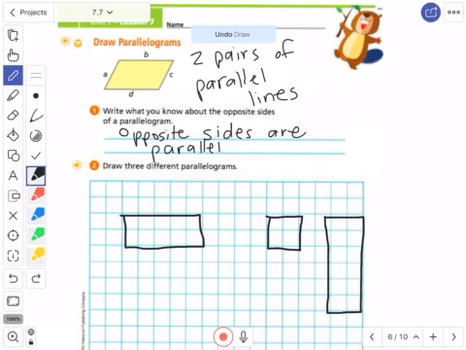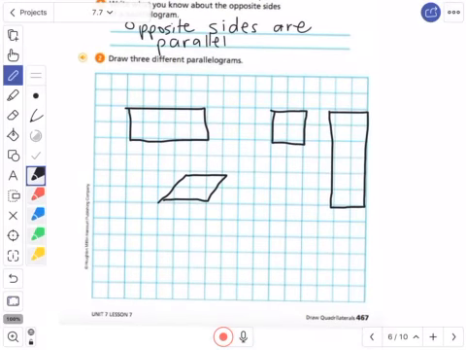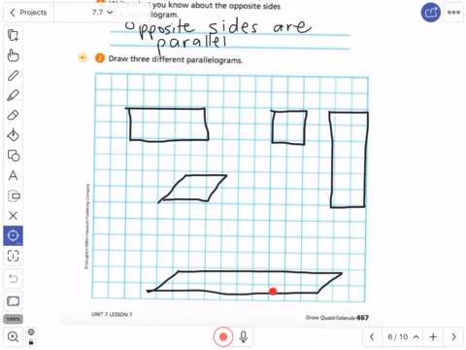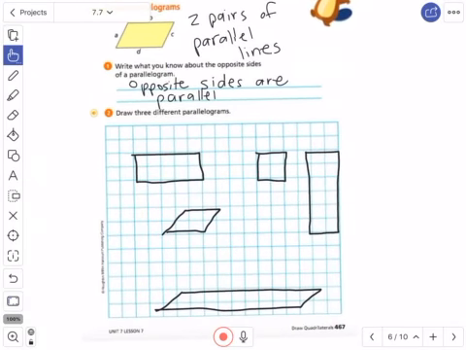I could draw a rhombus. Not quite a rhombus. More of just a regular parallelogram. There we go. Remember, a rhombus is like a square, 4 equal sides. Or I could do it more like this, because the top and the bottom are parallel, left side and right side are parallel. Just need to draw 3 of them. When you're done with this page, submit it to Schoology.